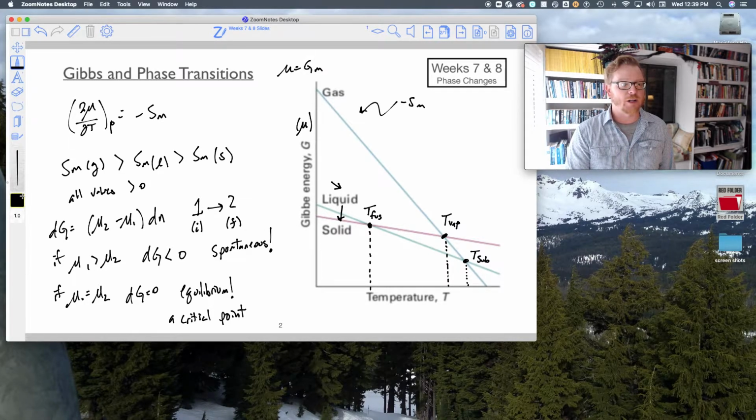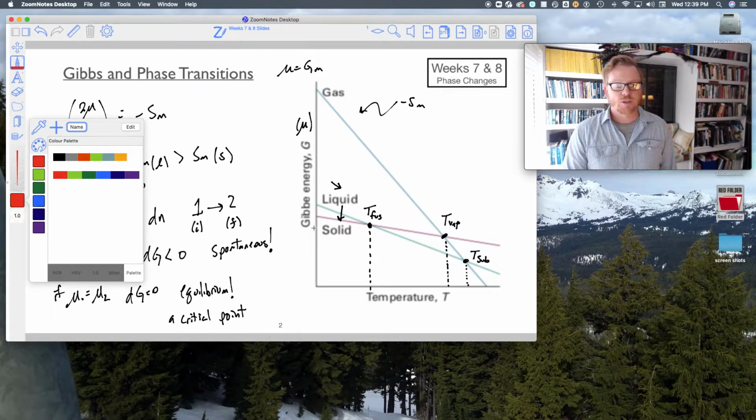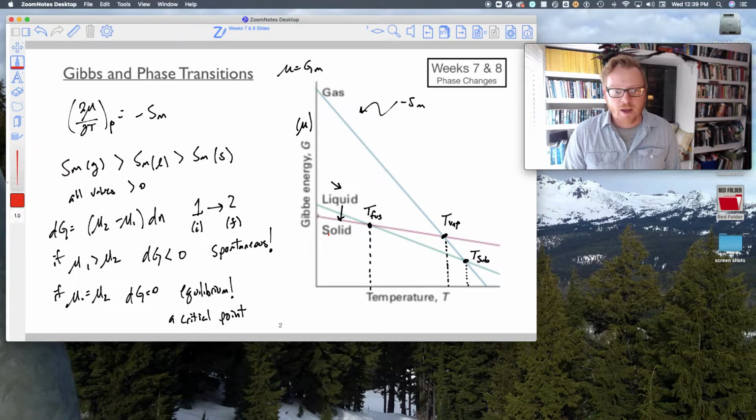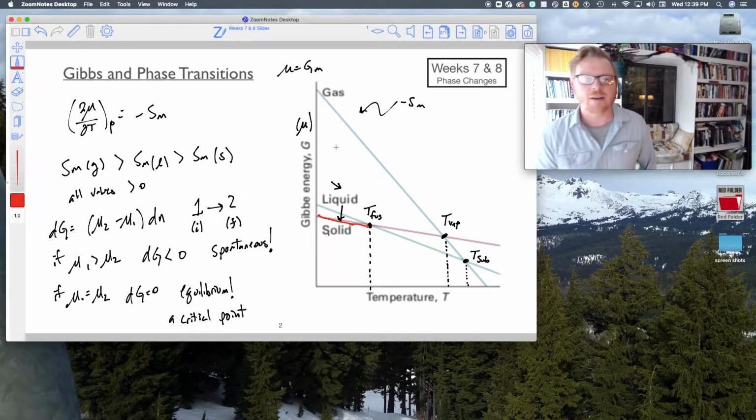Let me get a different color here. Okay. So for example, under these conditions of temperature, we're not going to worry about pressure yet, but under these conditions of temperature, this would be the observed chemical potential. Okay. The solid phase.